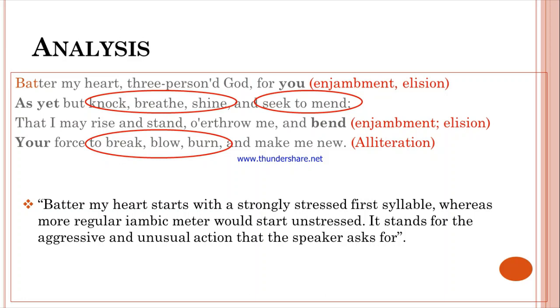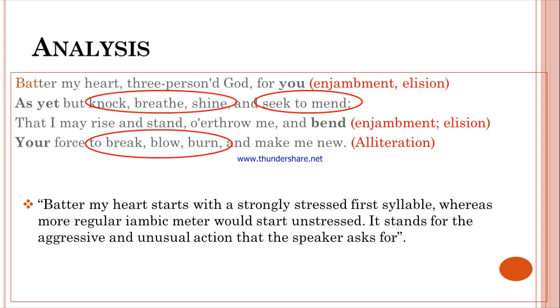If you could read the first bullet point, you could realize what this means to us. Batter My Heart starts with a strongly stressed first syllable, whereas more regular iambic pentameter would start unstressed. That is the common way, and that is how it is being deviated. This has started from a stressed one instead of an unstressed one. It stands for the aggressive and unusual action that the speaker asks for. What is this unusual action the speaker is asking for? It is to batter, it is to attack his heart.